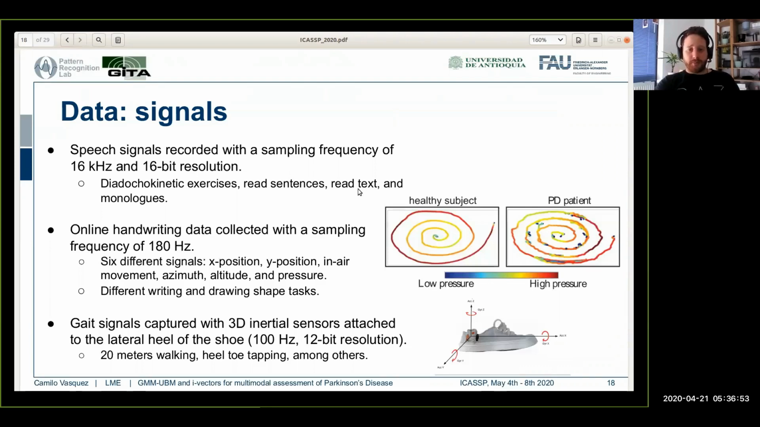In both feet, as it is observed in the figure in the bottom right part of the slide, the gait signals have a sampling frequency of 100 Hz, and the subject also performed different exercises like 20 meters walking with pauses every 10 meters or heel-toe tapping, among others.